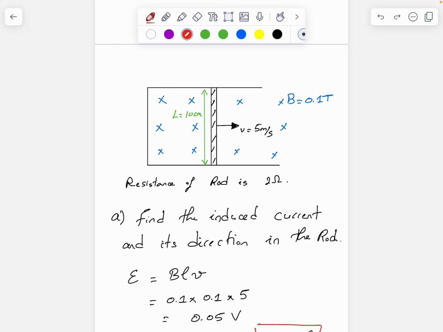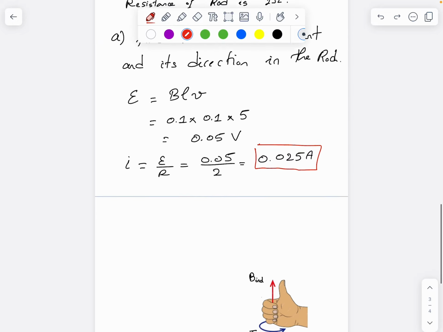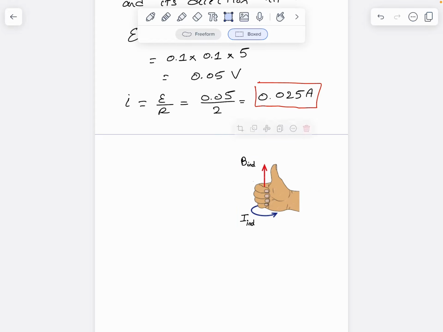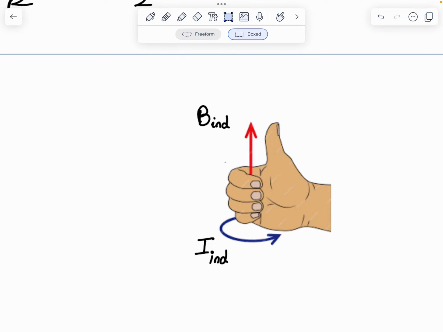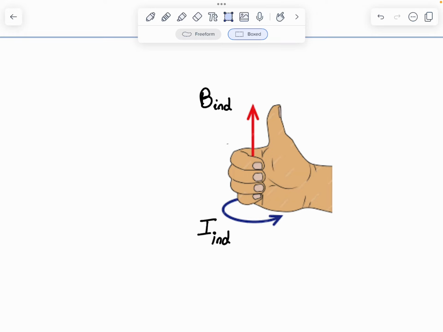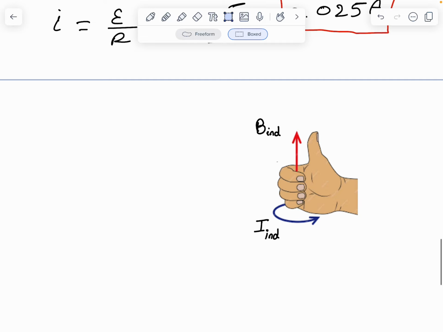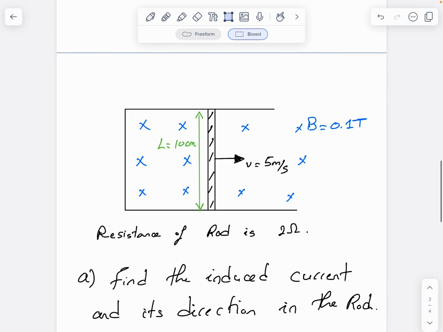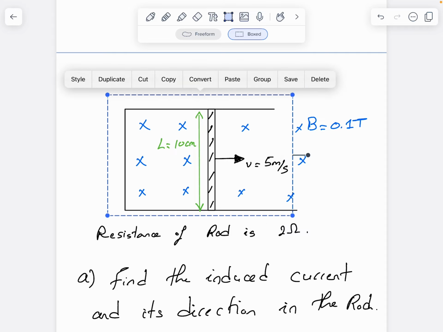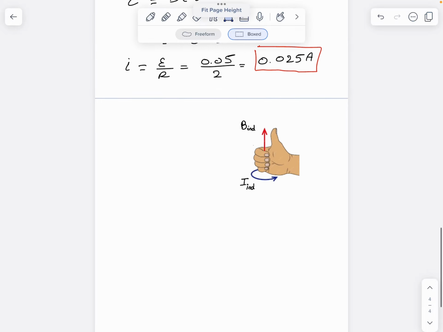Here we have to use Lenz's law. But before that, we have to use what we call the right-hand rule. This right-hand rule shows you the direction of B induced, and then you can find the direction of I induced. In that case, for example, B is upward, so I is going to be counterclockwise, or coming out of the page from one side, entering the page on the other side. So let's see here how we can use Lenz's law. Let's just take a picture and work it down.